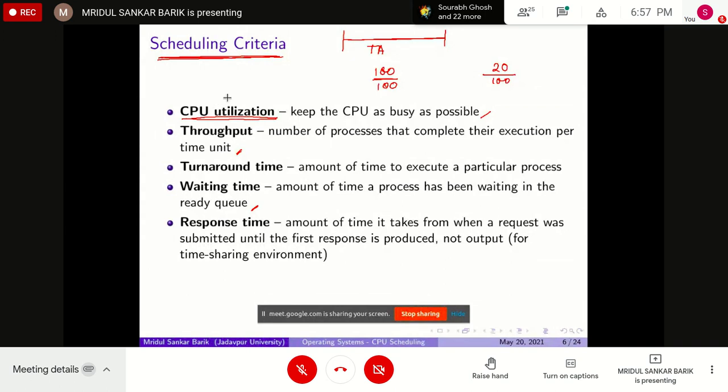CPU utilization should be maximized. Throughput should be maximized. Throughput means the number of tasks finished per unit time. Turnaround time is the amount of time a process actually spends in the system. Turnaround time should be reduced. Waiting time is the amount of time a process has been waiting in the ready queue. And response time is the amount of time it takes from when a request was submitted until the first response is produced. That is response time.